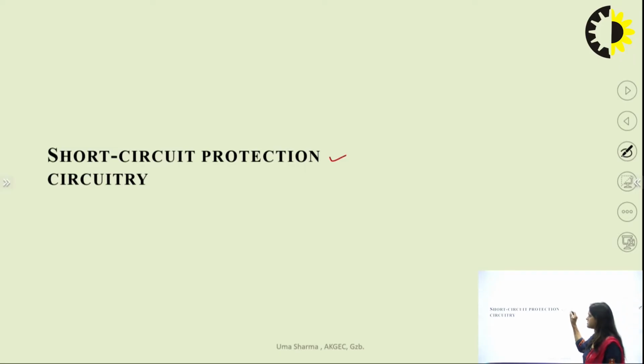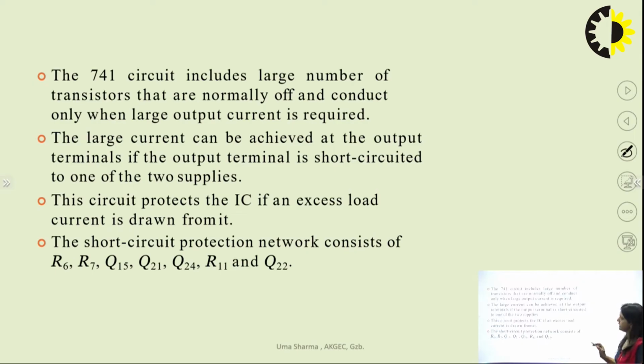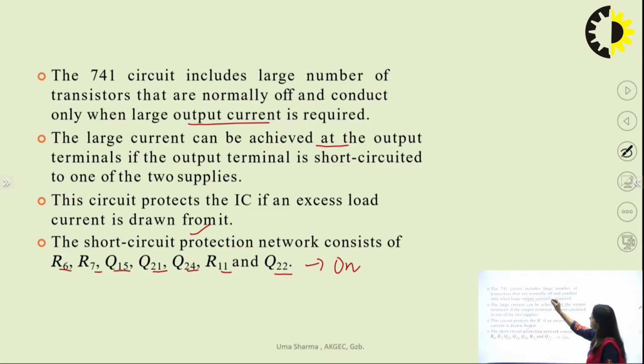So first let's discuss the short circuit protection circuit. As we have seen in the internal circuit diagram of the IC, the transistors Q15, Q21, Q24 along with R6, R7, R11 are used for the short circuit protection of the IC. Normally these transistors are off, but whenever there is excess current, the transistors turn on and they can rob that current and protect the output transistor from damage. So whenever a large current occurs, only then will these transistors be on, otherwise these transistors are in the off condition. So normally they are off, you can see over here.